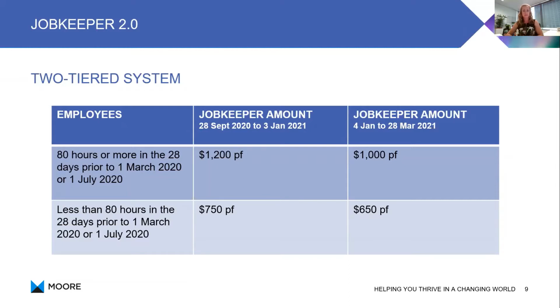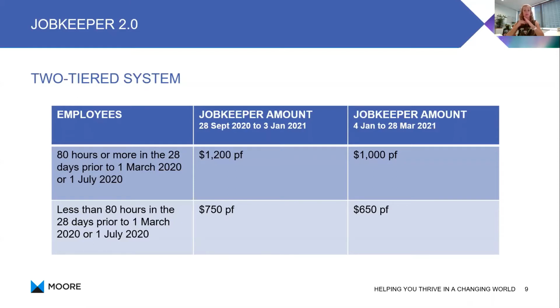Now, the higher tier for the first tranche of this payment is $1,200 per fortnight. So that's down from $1,500. In the second period, if they tested and they were an eligible employee, they'll drop to $1,000 per fortnight. If, however, they don't meet the 80-hour across those 4 weeks requirement in either that 28 days prior to 1 March or 28 days prior to 1 July, they'll fall into the second tier, which is $750 per fortnight for the first tranche of the JobKeeper extension and $650 per fortnight for the second. And that's probably as clear as mud.